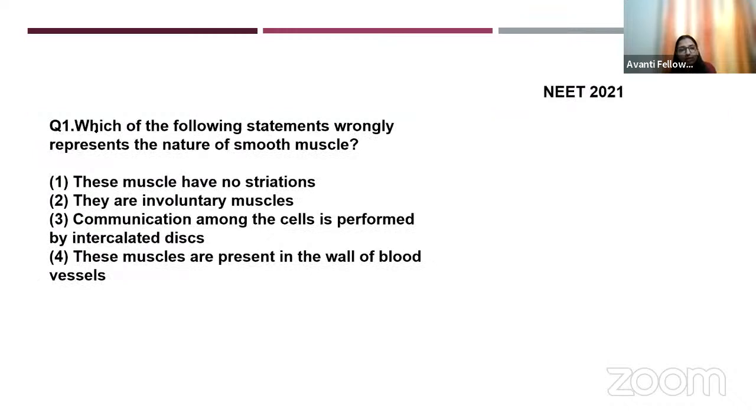Now let's move to the question. Question number 1 says, which of the following statements wrongly represents the nature of the smooth muscle? They're asking about the smooth muscles. Option 1 says these muscles have no striation. Option 2 says they are involuntary muscles. Option 3 says that the communication among the cells is performed by intercalated disc. Option 4 says these muscles are present in the wall of blood vessels. What will be the correct option for this question? They're asking for the wrong statement with respect to the smooth muscle. Quickly answer.